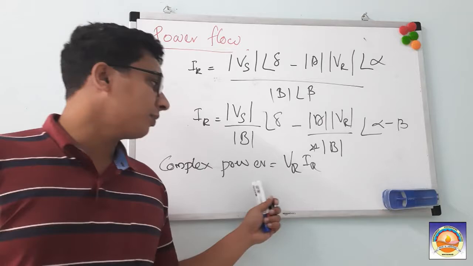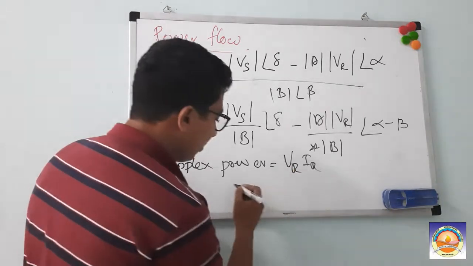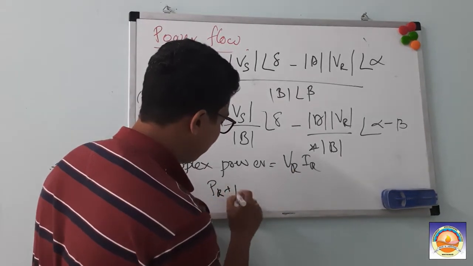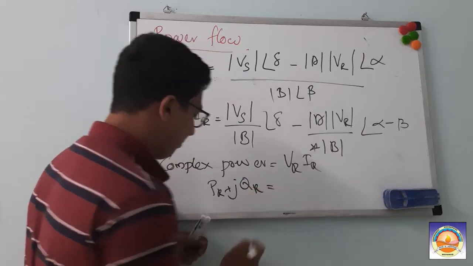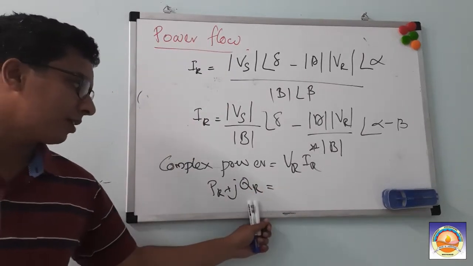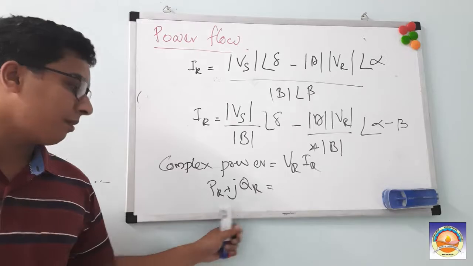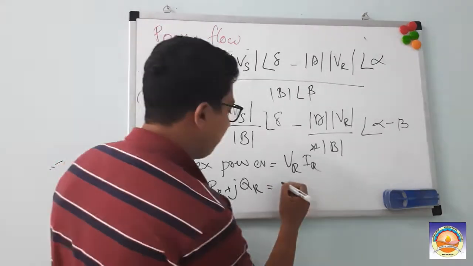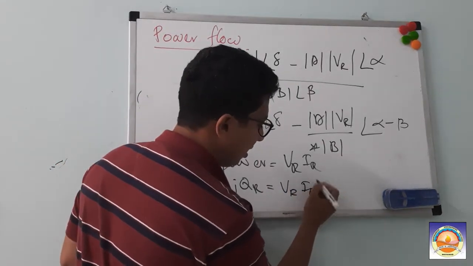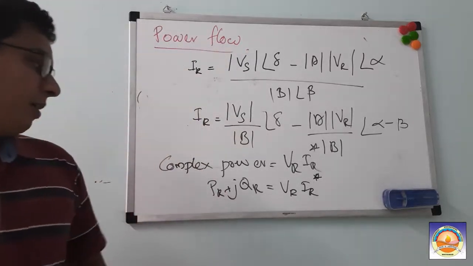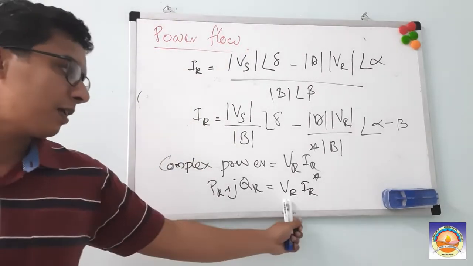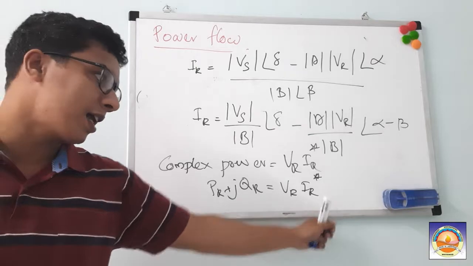When you are expressing complex power, what is it? Complex power is PR plus JQR. It is the receiving end active power as well as the receiving end reactive power, and it is given by VR IR conjugate. Understood? So complex power is given by PR plus JQR, which is equal to VR IR conjugate.